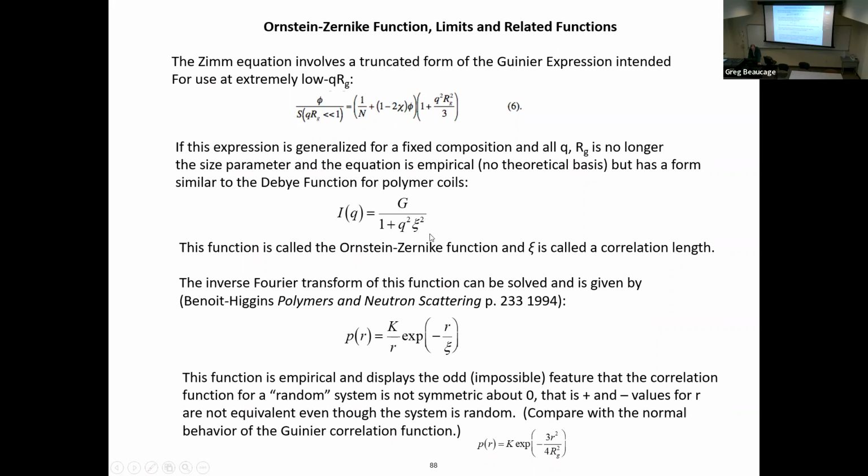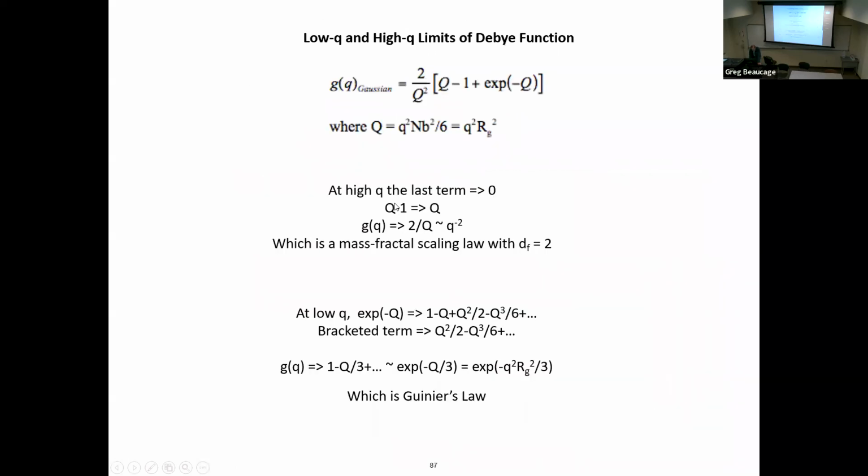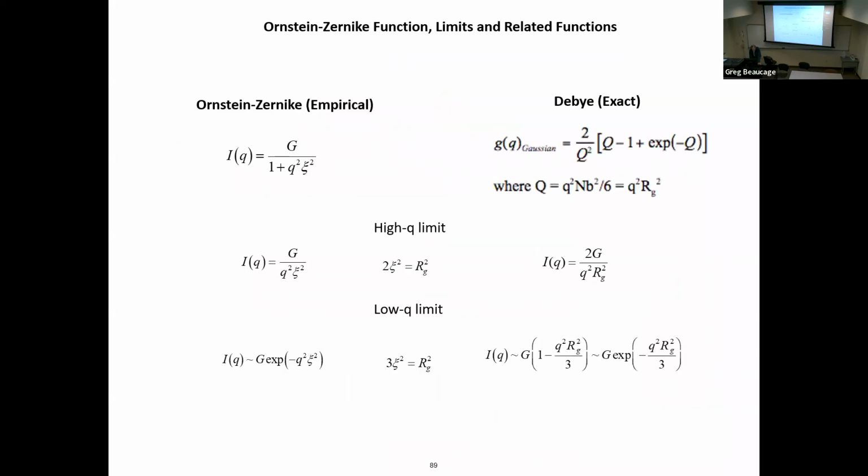Right. So that's one problem with this. The other problem is the exact solution. It's this Debye function, and you can compare the two limits: the high Q limit for the Debye function is this thing, and the high Q limit for this thing is that thing. That would indicate that this correlation length, which is kind of a mystical number.